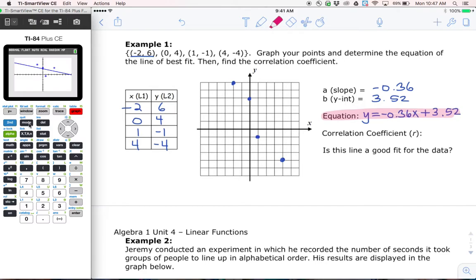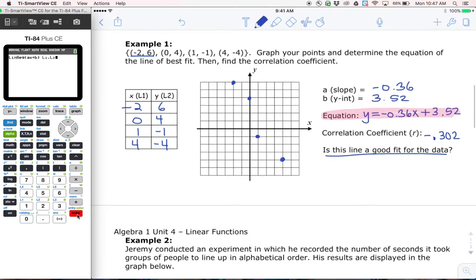So then we take a look at our R value. Look at my R value for this thing. Let me make sure it shows up again. So my R value is negative 0.302. I rounded a little bit. Is this line a good fit for the data? Well, we kind of saw it, didn't we? Does that look like a good fit? It really does not look like a very good fit. It doesn't look like it fits those points very well. So we're going to say no. It's not a very good fit for the data.